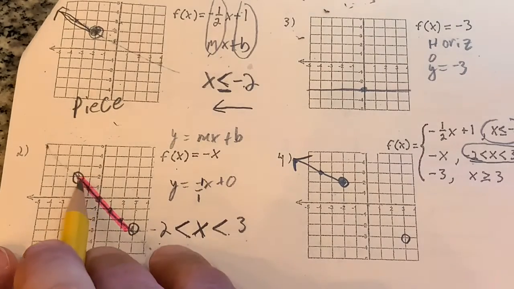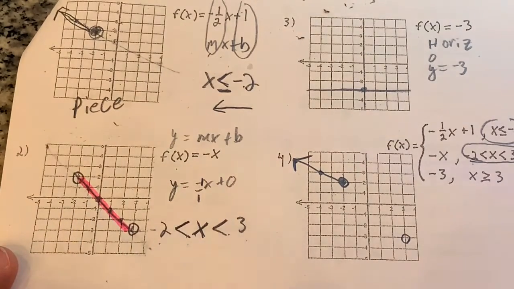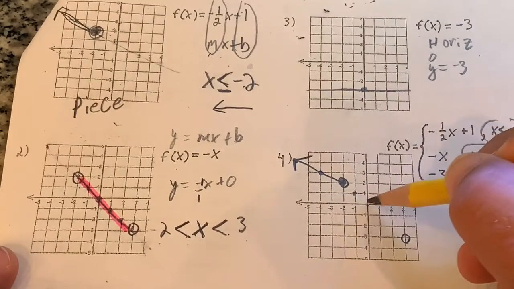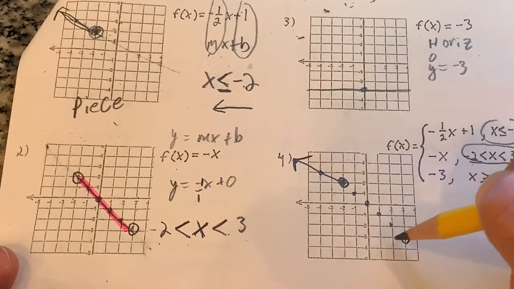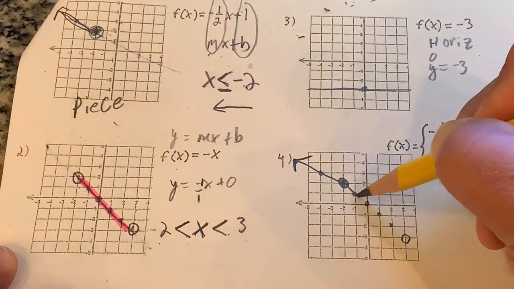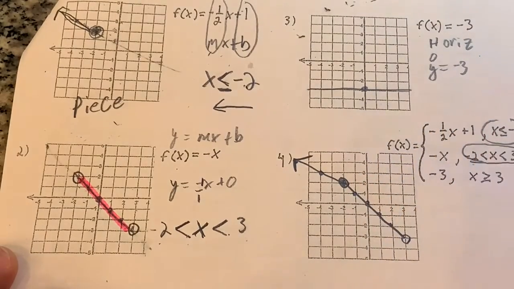I connect the dots by following the slope of down 1 over 1, down 1 over 1, repeating across the graph. And notice it matches up. Connect the dots. That's the second piece of the piecewise function.